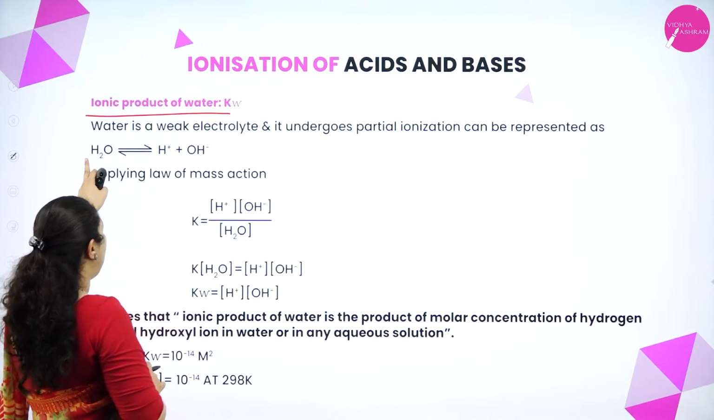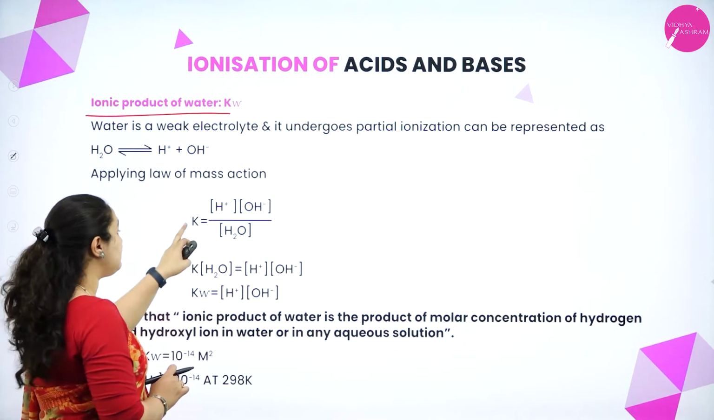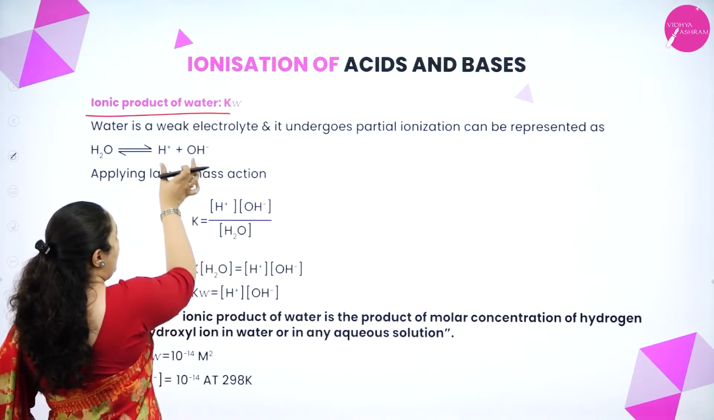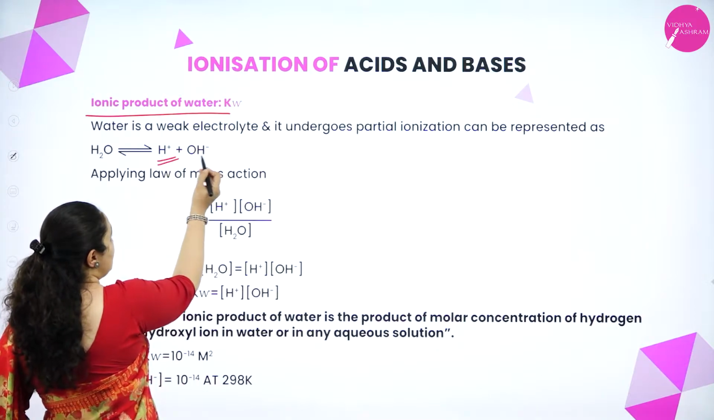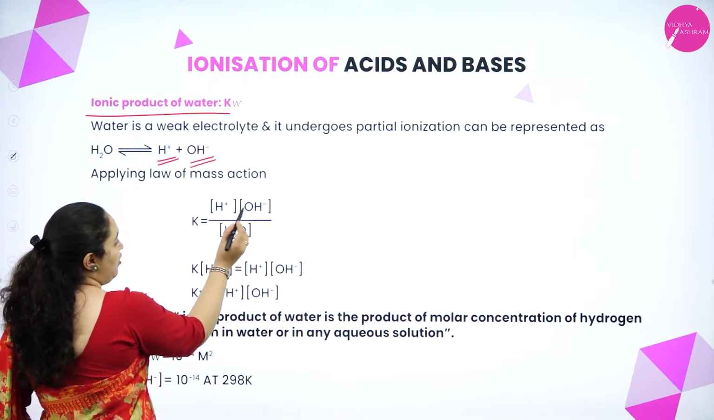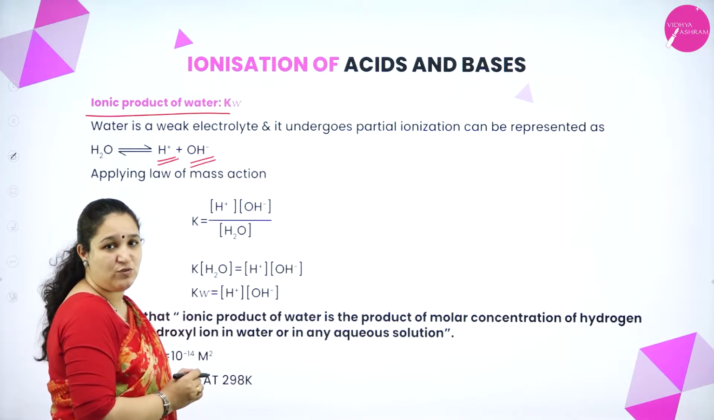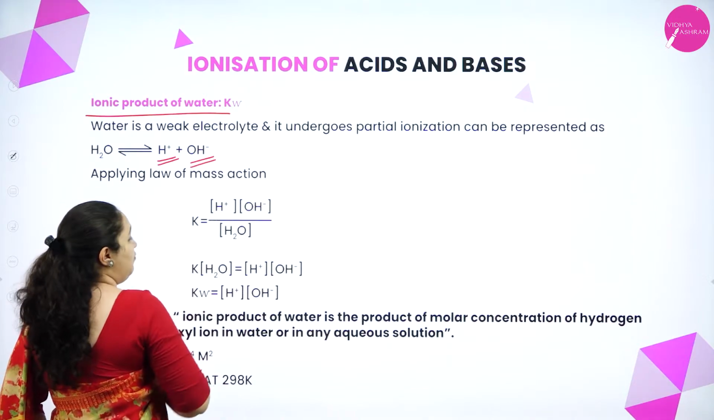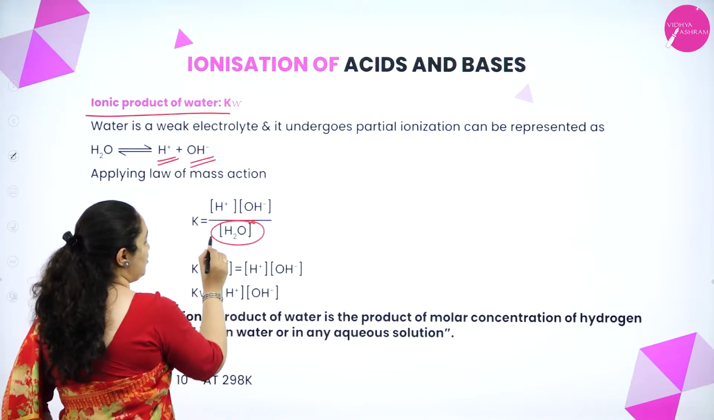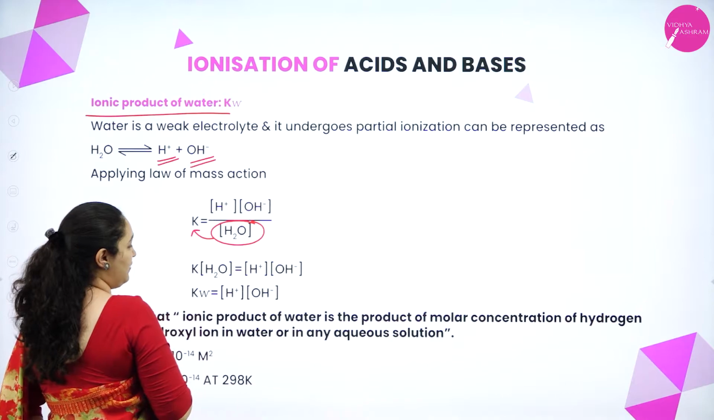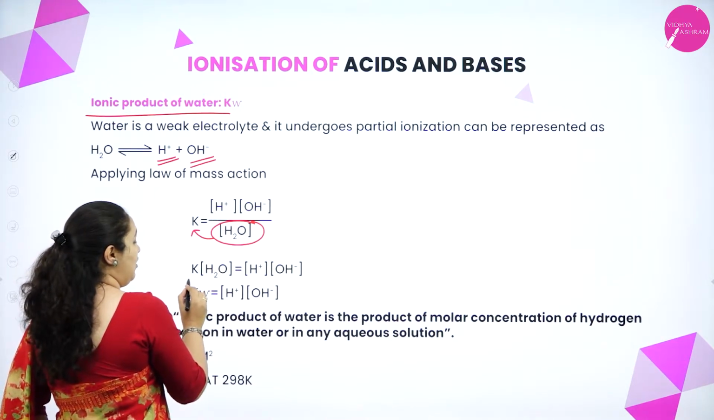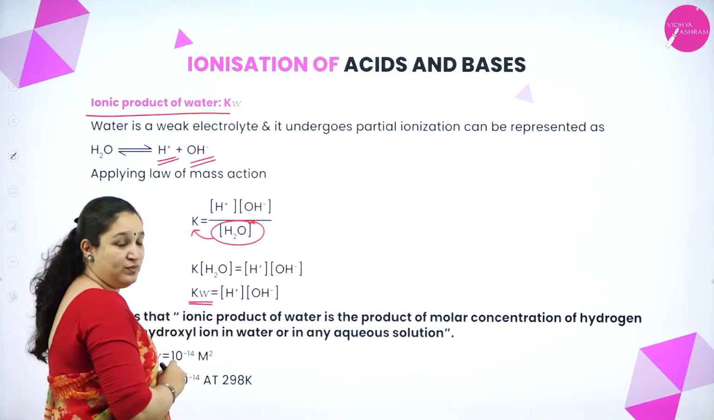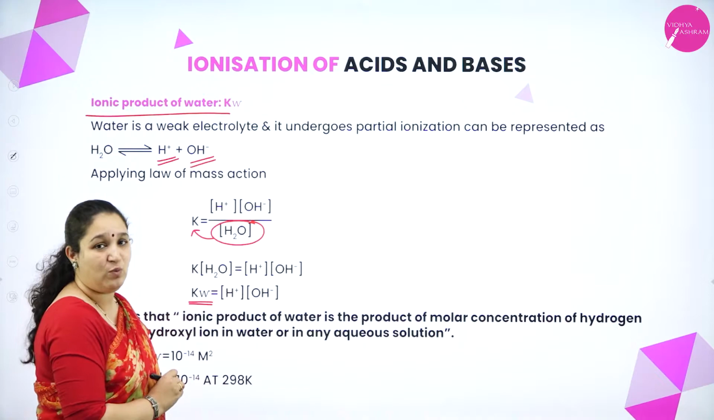Now, if I apply law of mass action, then K is equal to, I can write it as the product of the molar concentration of the products. Which are the products? H plus and OH minus. So, molar concentration of H plus into molar concentration of OH minus divided by the molar concentration of water. Now, this molar concentration of water, I am going to take it on the other side of the equation. So, equilibrium constant into the molar concentration of water, we call it as Kw, which is ionic product of water.